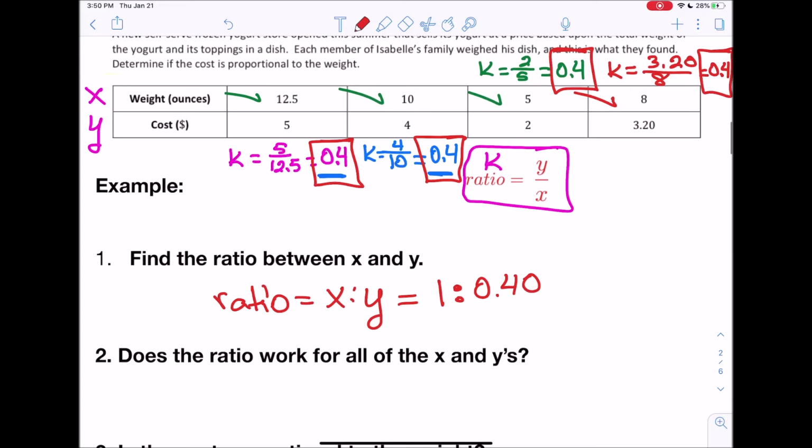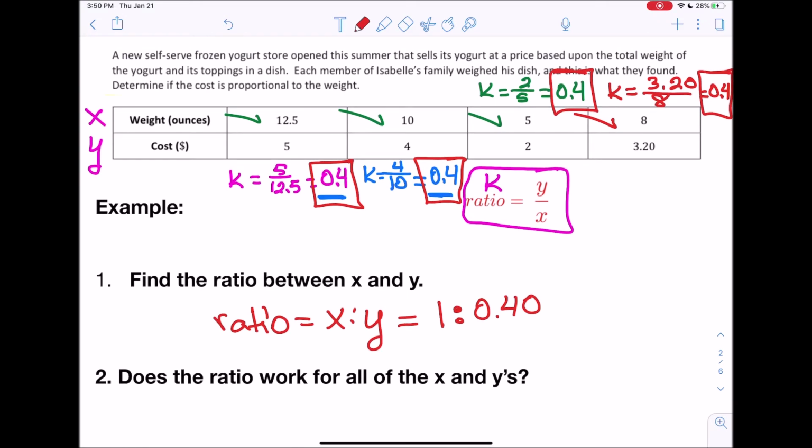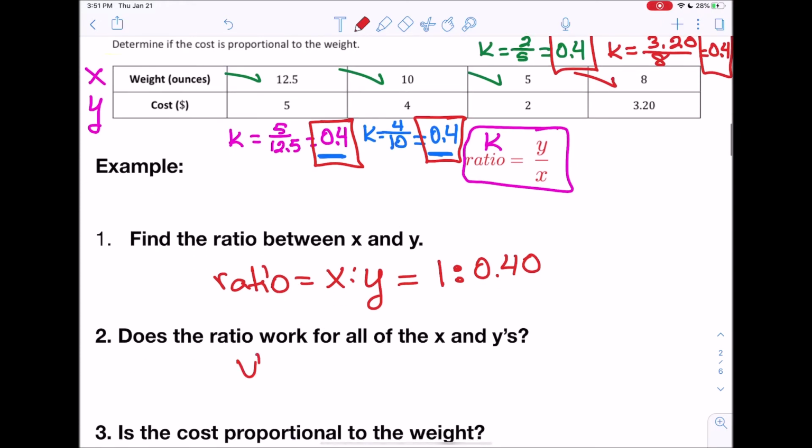Does the ratio work for all of the X's and Y's? Yeah, we just calculated it. We got 0.4 or 40 cents. No matter if the weight was 12.5 or 10 or 5 or 8, you still paid 40 cents an ounce. It stayed the same. The price of the yogurt did not change when we changed how much yogurt we were getting. It stayed 40 cents an ounce. So, does the ratio work? Absolutely.